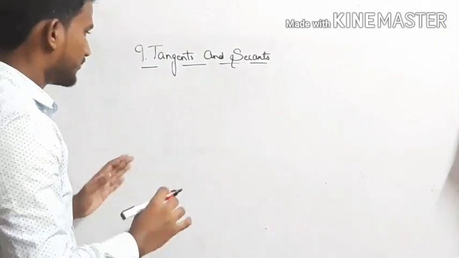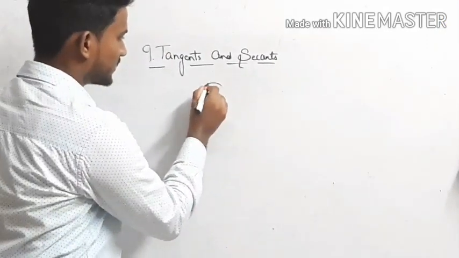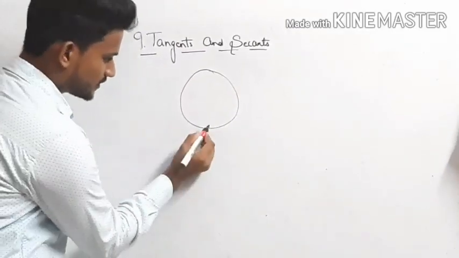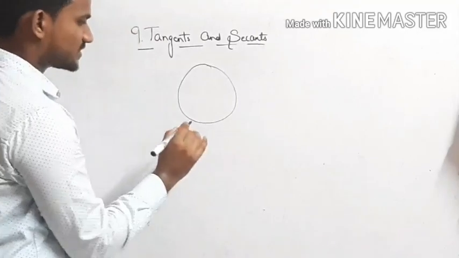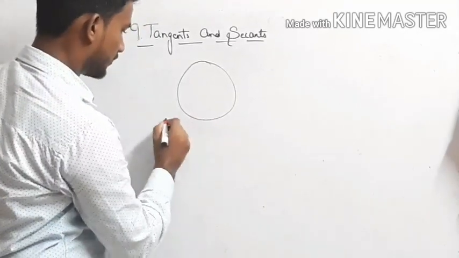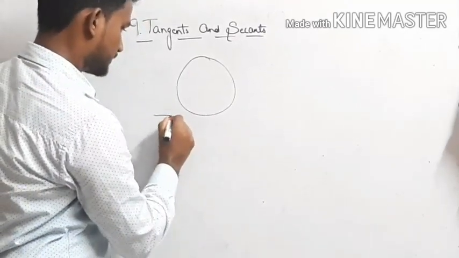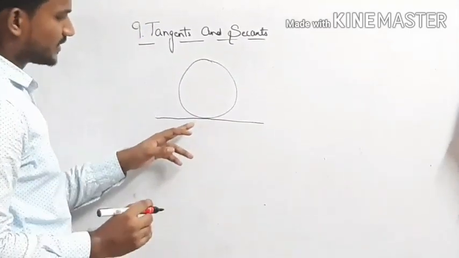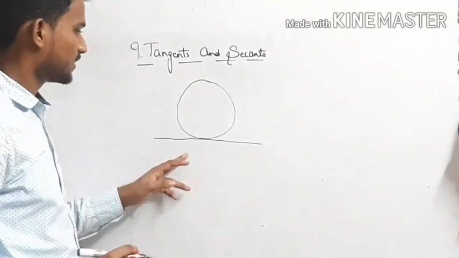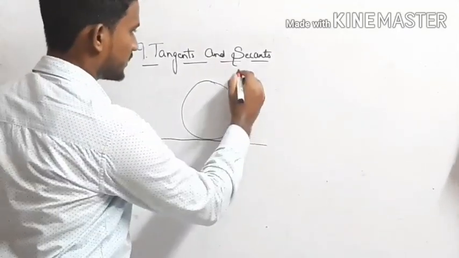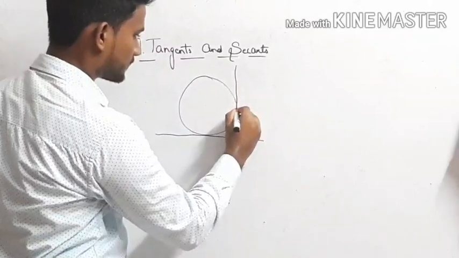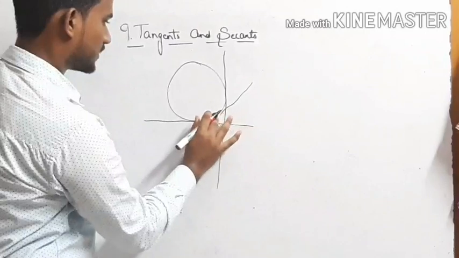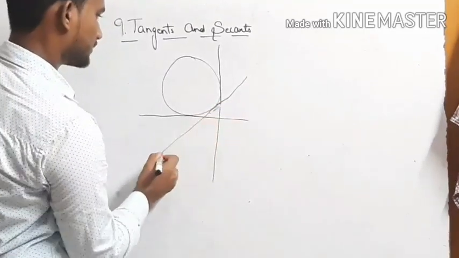Tangent means, if you draw a circle like this, a line passes through a single point. This is one point. This is a tangent to the circle. It intersects only one point of the circle. It is a tangent like this, in any way, at a single point of the circle.